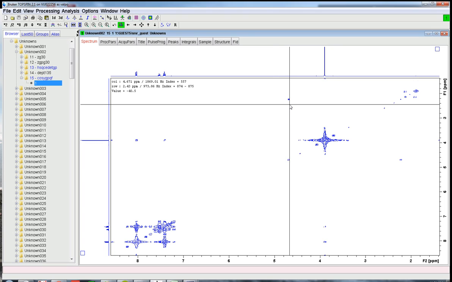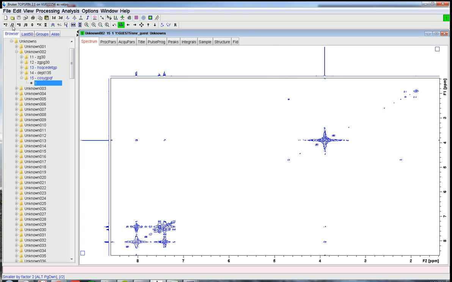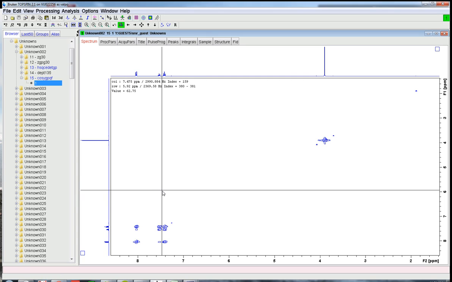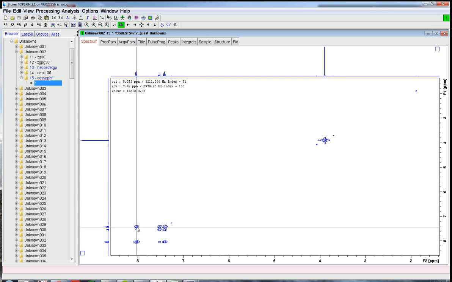But we need to reduce the intensity by hitting the divide by 2, or you can use the wheel mouse if you have it. You just divide by 2 until you get to the point where you get rid of all those little peaks, and you have these big, solid-looking intense peaks around.